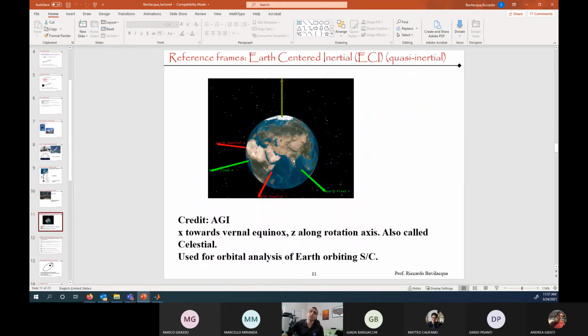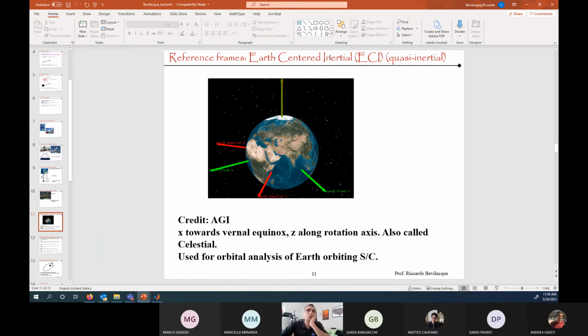Okay. Now, reference frames that we will use. There are several. The most obvious one that you probably have heard often is the Earth-centered inertial, or ECI. Again, as I said at the beginning of this class, at some point we end up mixing the concept of reference frame and coordinate systems, but they are two different things.